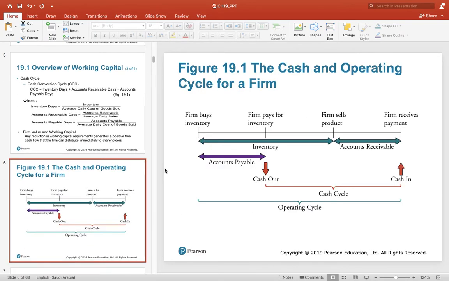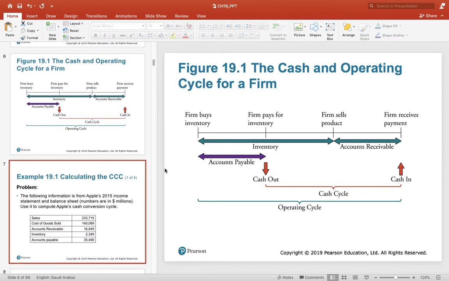So here is the example. The green line is the operating conversion cycle, and the orange line is the cash conversion cycle. The green line shows inventory days plus receivable days, but it is not of much use because payable days are not deducted. The actual cash conversion cycle, CCC, equals receivable days plus inventory days minus payable days. We saw the formulas on the previous slide. Inventory days is inventory divided by daily cost of goods sold. Receivable days is receivables divided by daily sales. Payable days is payables divided by cost of goods sold per day.